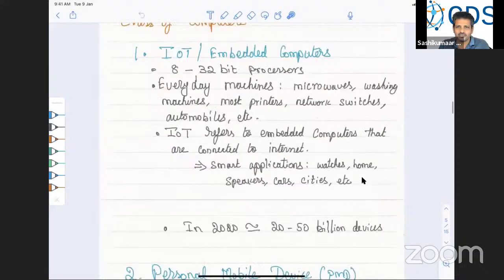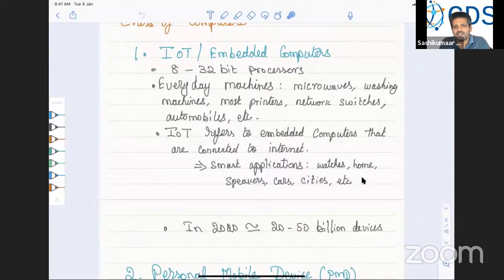So IoT means Internet of Things. What does it refer to? It again refers to embedded computers, but ones that are connected to the internet. What does that mean? You need not take the car to the workshop. If it is connected to Wi-Fi, the company can maintain a big database and monitor that this car has crossed a mileage of 5,000 kilometers, so it is time for service, and that this part has this much wear and probably needs replacement. Everything, day to day.